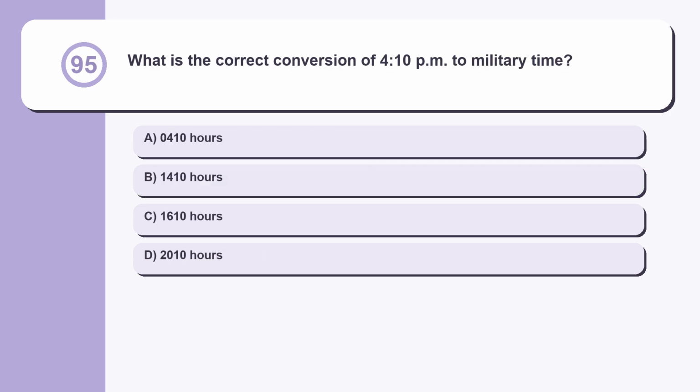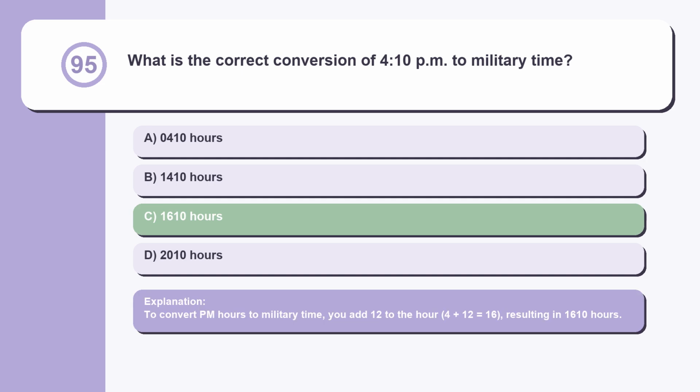Question 95. What is the correct conversion of 4:10 p.m. to military time? 0410 hours, 1410 hours, 1610 hours, 2010 hours. To convert PM hours to military time, you add 12 to the hour. 4 plus 12 equals 16, resulting in 1610 hours.